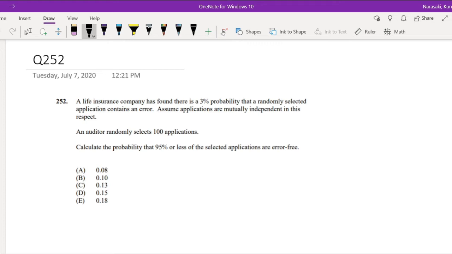So pause the video real quick and try this problem yourself. Okay, assuming you already attempted it, let's just dive right in.